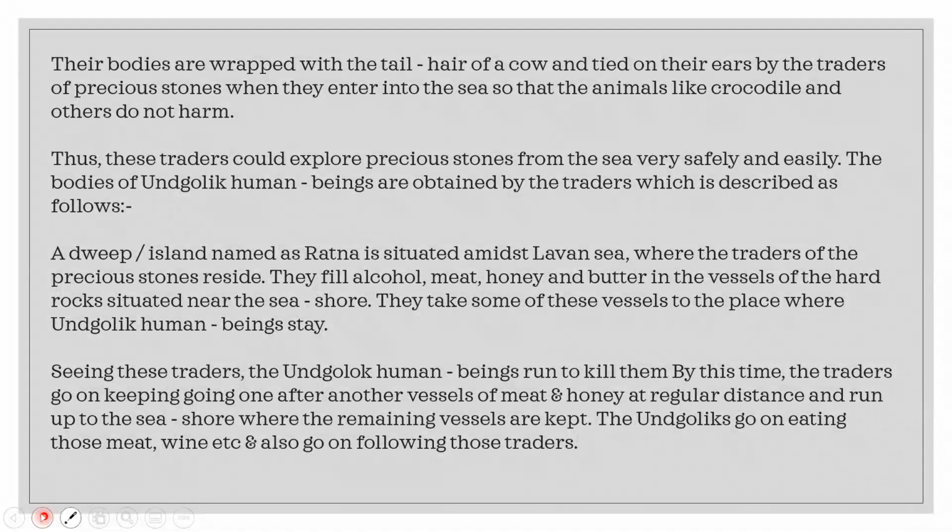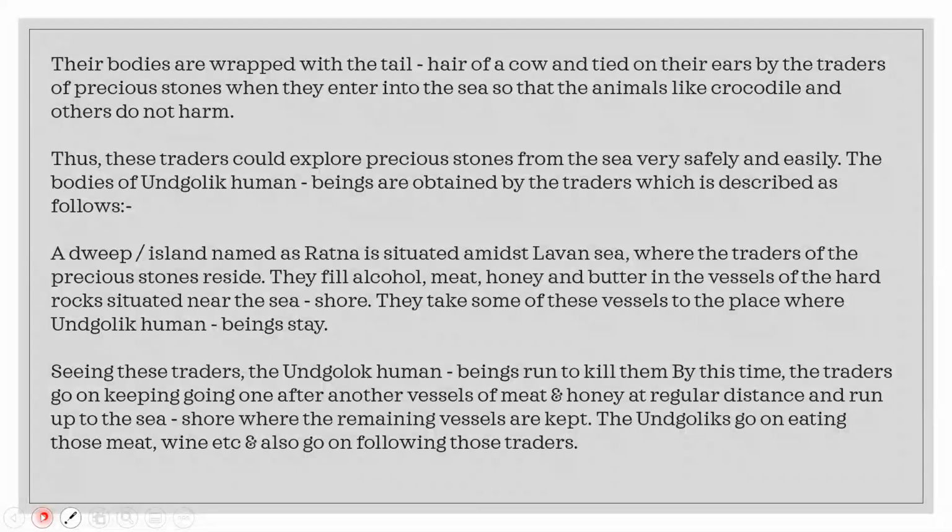So these Angolic human beings, their body is wrapped with a tail hair of a cow and tied to the ears. And this is done by the traders of the precious stone. So when they enter the water to collect the precious stones, the various animals like whales or crocodiles do not harm these Angolic human beings.